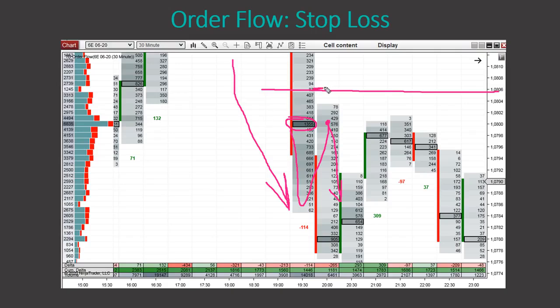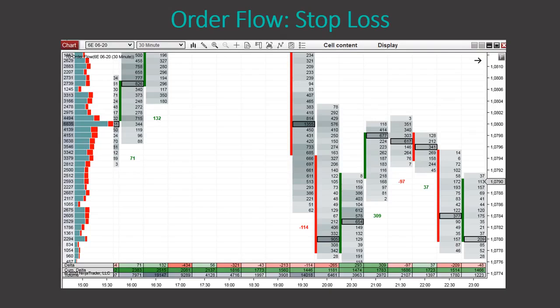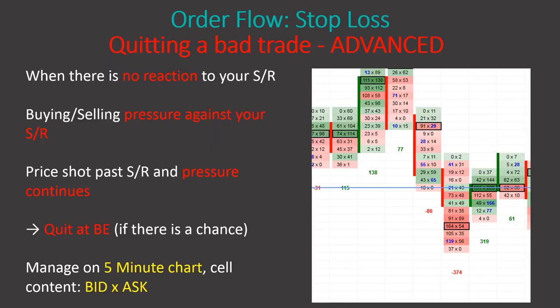So if you're not into taking such tight stop losses, then you can as well use the fixed stop loss, which could be, for example, somewhere in here. So you have some room for trade management and to let the trade breathe. All right. Now let's go into the next part of this presentation.